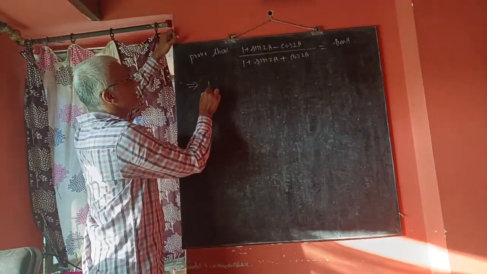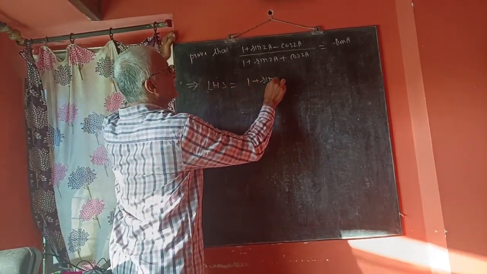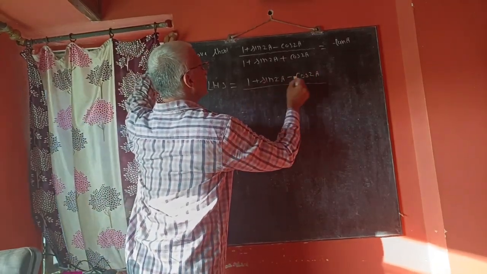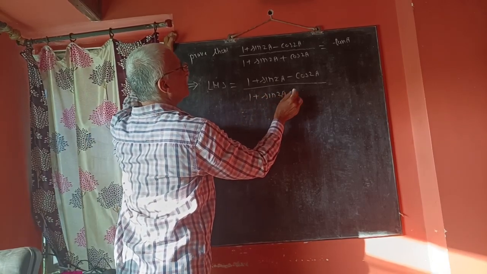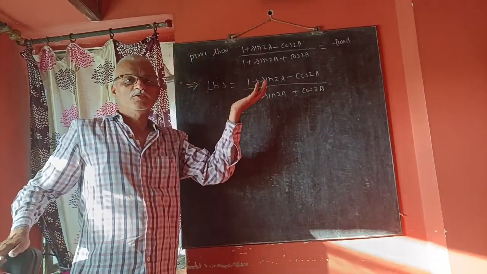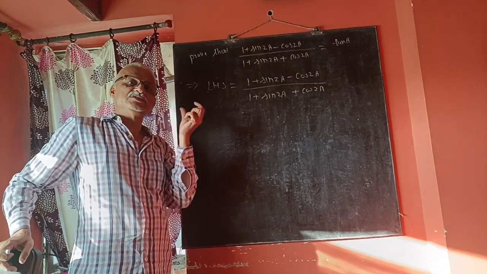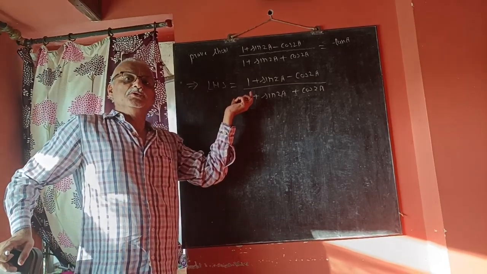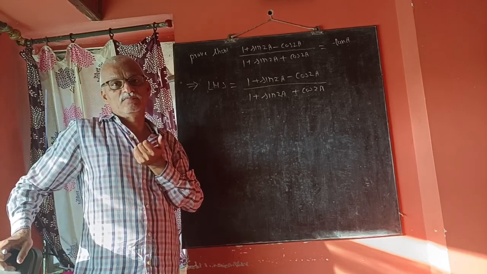Consider the LHS, that is equal to 1 plus sin 2a minus cos 2a divided by 1 plus sin 2a plus cos 2a. Now you may prove this in many ways, but the simplest and shortest is to adjust the terms according to the formulas.